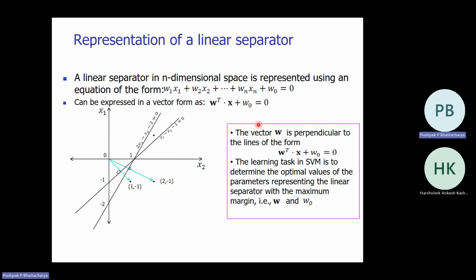Now, if you remember from your coordinate geometry, the vector W of Wt dot x is perpendicular to lines of the form Wt dot x plus W0 equal to 0. W is perpendicular to this line. The learning task in SVM is to determine the optimal values of the parameters representing the linear separator with the maximum margin. Let's see how this is achieved.